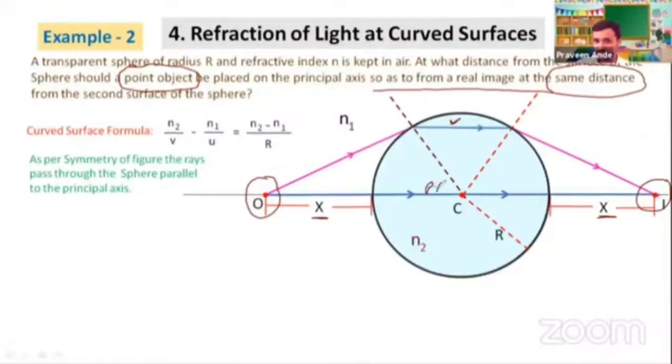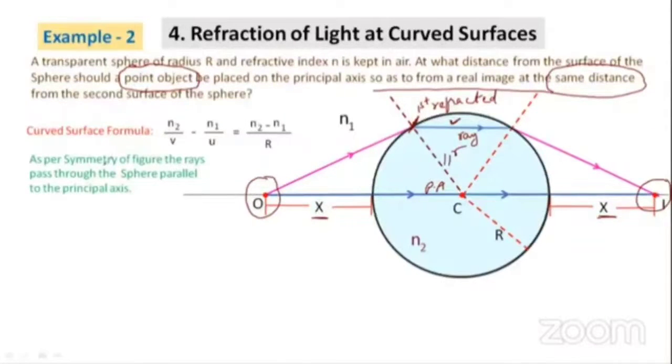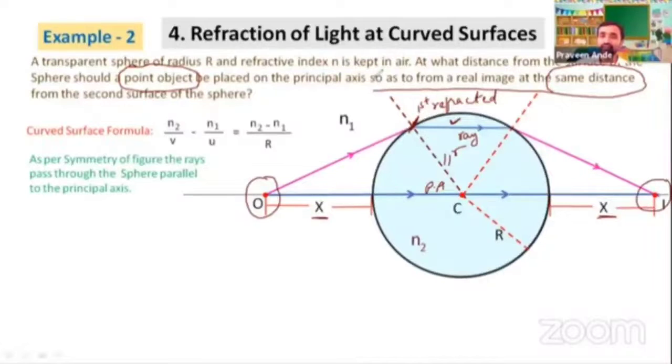So this is the principal axis and a ray after refraction from the first surface from here. So this is the first refraction. Light is refracted 2 times. Is it clear? So when it is refracted the first time, it becomes parallel to the principal axis. Here I am considering only one refraction. I am not going to observe the second one, only the first part.